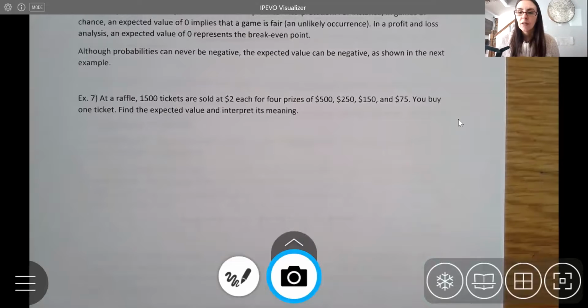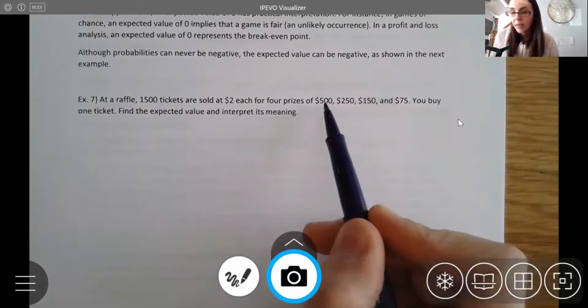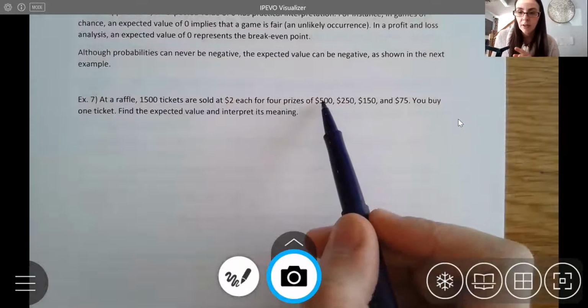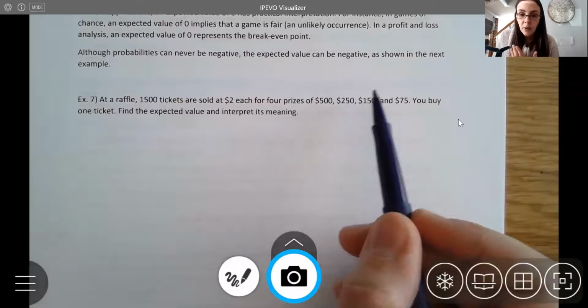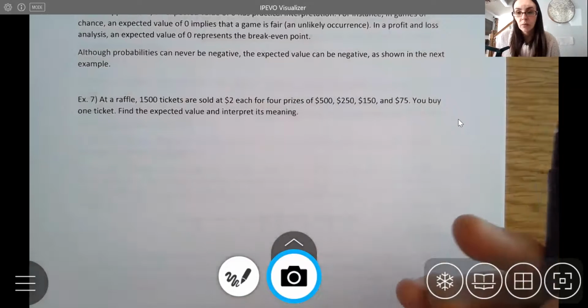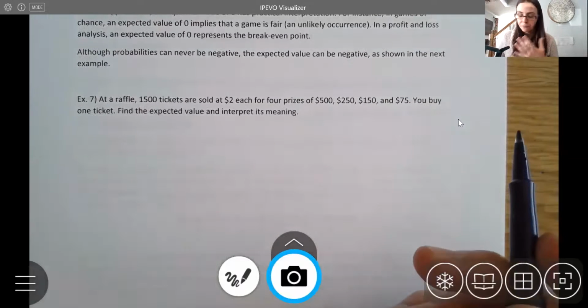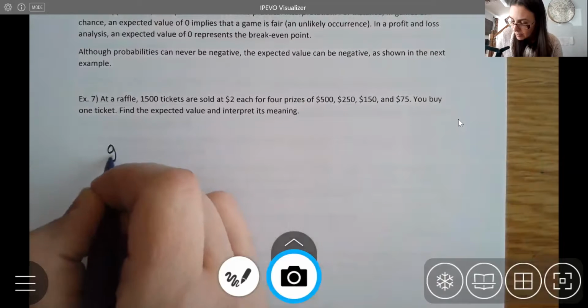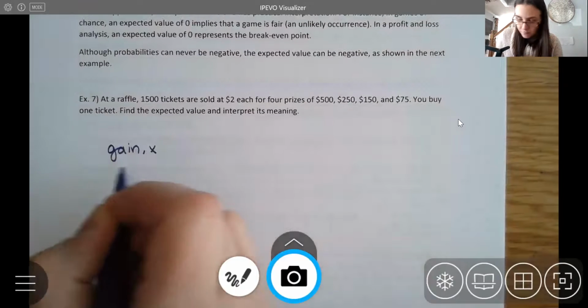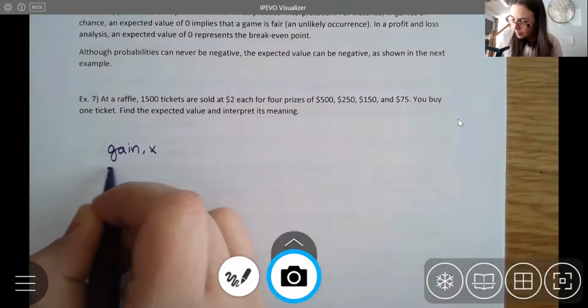Okay, so the first thing we have to think about here is, what are our possible outcomes? Well, you bought 1 ticket. You could win the 500, you could win the 250, you could win the 150, you could win the 75, or you could lose, right? So those are the 5 things that could happen. Now, I'm going to set up our table as gains and then probability.